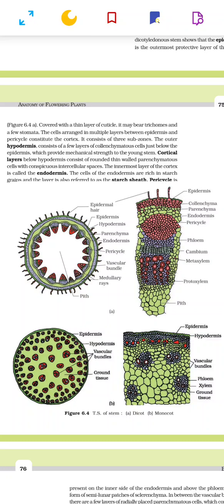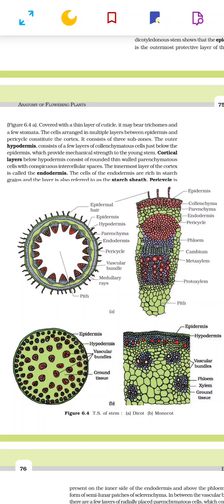Now, between the vascular bundles there are laterally formed parenchymatous cells, which constitute the medullary rays, which help in the lateral conduction of food and water. In the center there is a large pith. So in white color the pith is shown, which is very large.